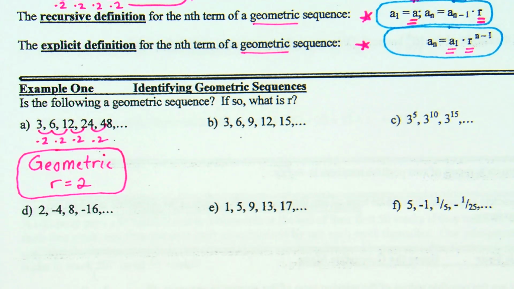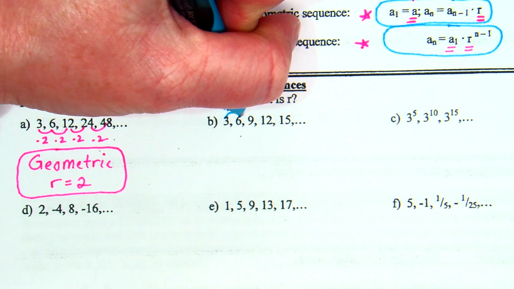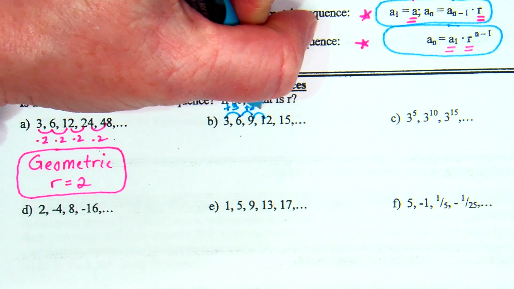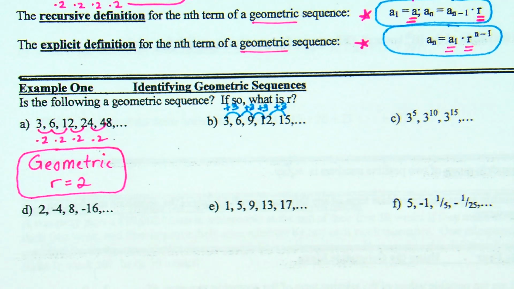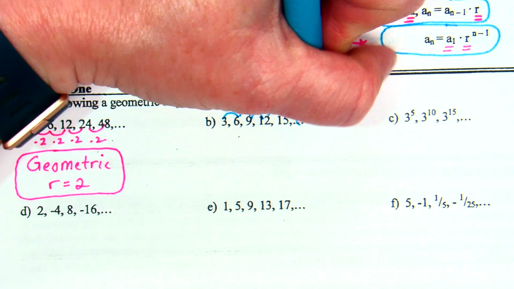B? 3, 6, 9, 12, 15. What do you notice about 3, 6, 9, 12, 15? Adding 3. 3 plus 3 is 6. 6 plus 3 is 9. 9 plus 3 is 12. 12 plus 3 is 15. What does that tell me? Okay, if we want to revisit yesterday, because we added the same number every time, this officially is arithmetic.